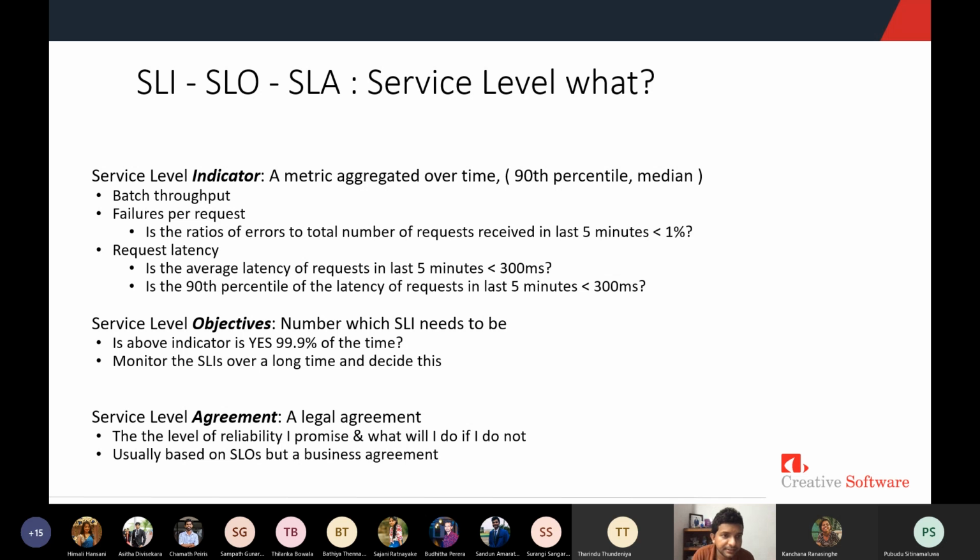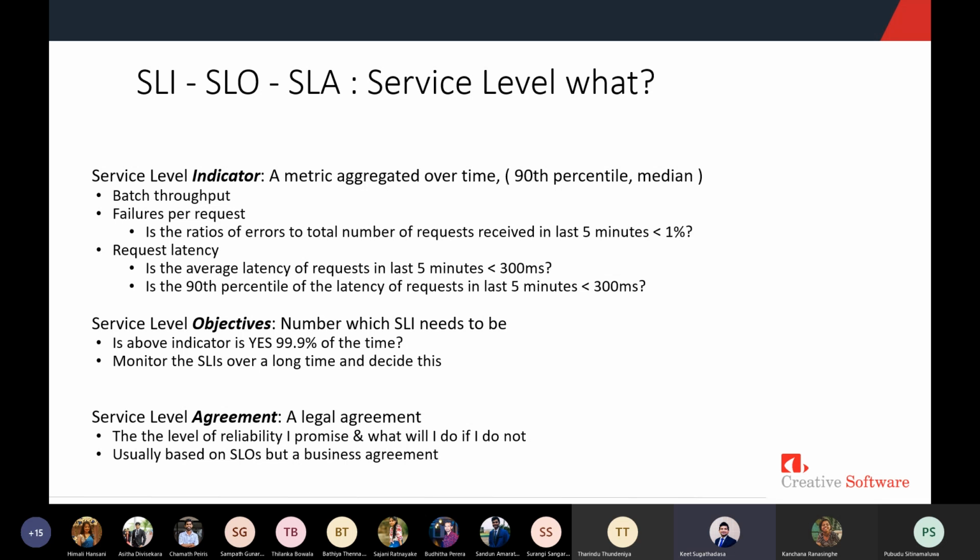And again, I said in the agenda that there are three concepts, three buzzwords mostly, called SLIs, SLOs, and SLAs. So let's talk a little bit on these things. So if we look into what is a service level indicator, SLI stands for service level indicator. And it is actually a metric that we can use to define that our system is running well.